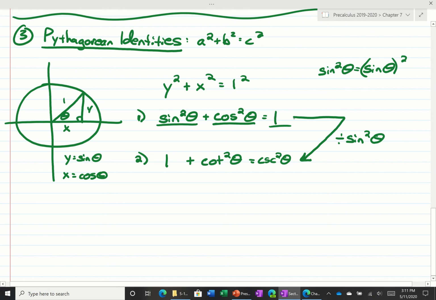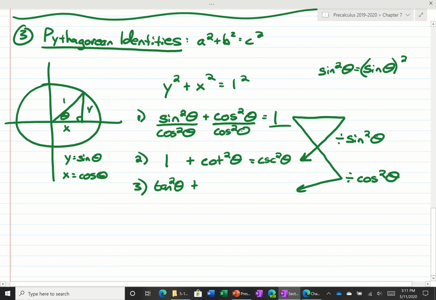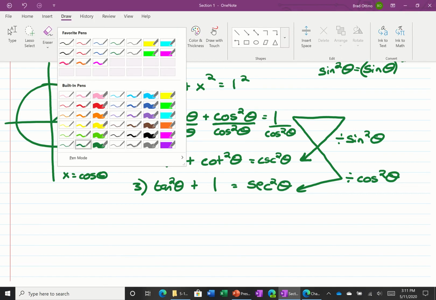And then we could get one more by dividing everything by cosine squared of theta. So sine squared divided by cosine squared of theta is tangent squared of theta. Cosine squared of theta divided by cosine squared of theta is 1. And 1 divided by the cosine squared of theta is secant squared of theta. So those are your 3 identities.